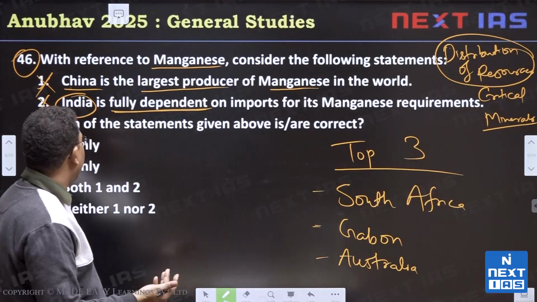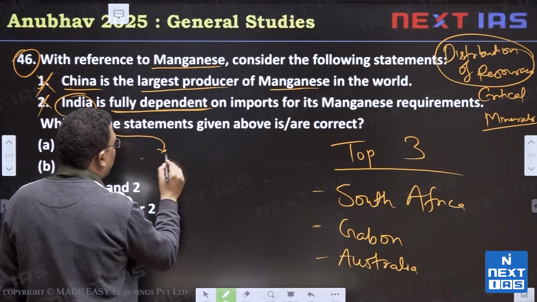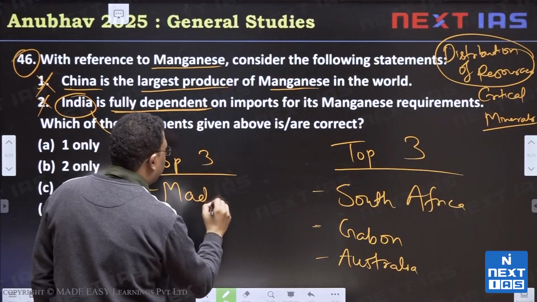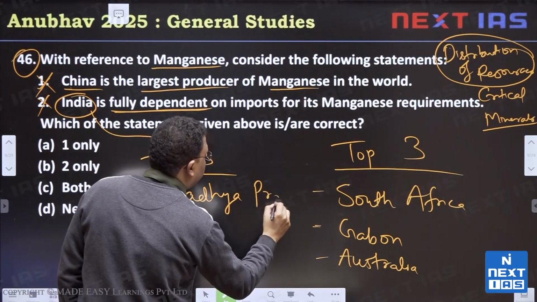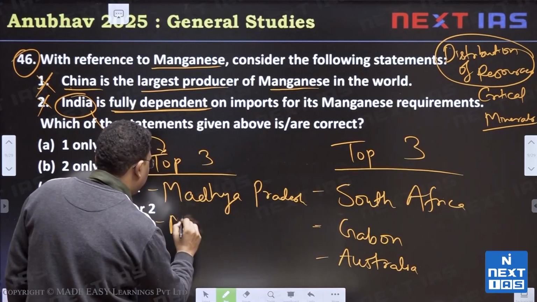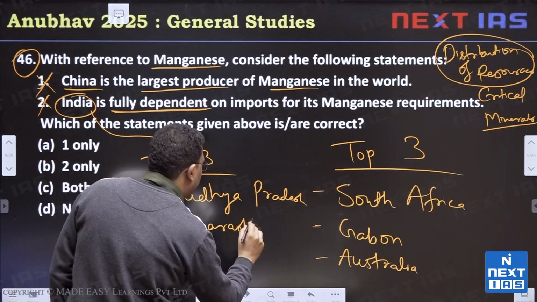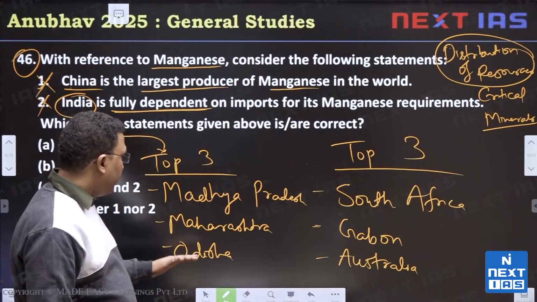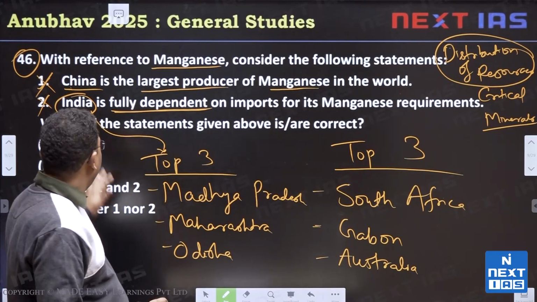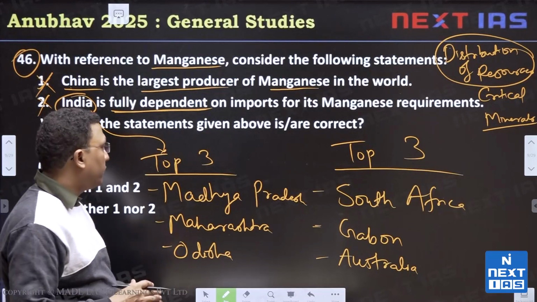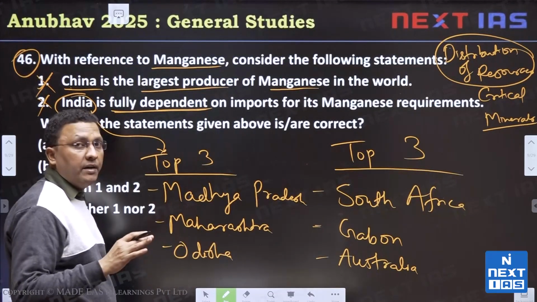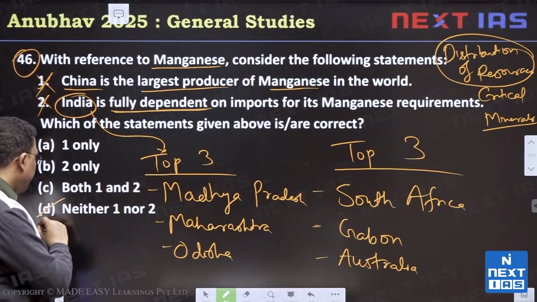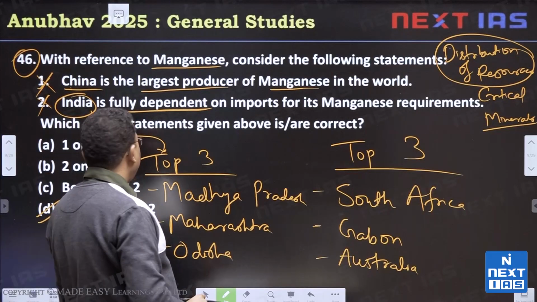It is obvious, right? And if you see, the top 3 producer states of manganese in India are Madhya Pradesh, then Maharashtra, and then Odisha. These 3 states produce a significant amount of manganese in India, although India is majorly dependent on imports for its manganese requirement, but not fully dependent, right? So that means none of the statements given are correct. So the correct answer here will be D, neither 1 nor 2, right?